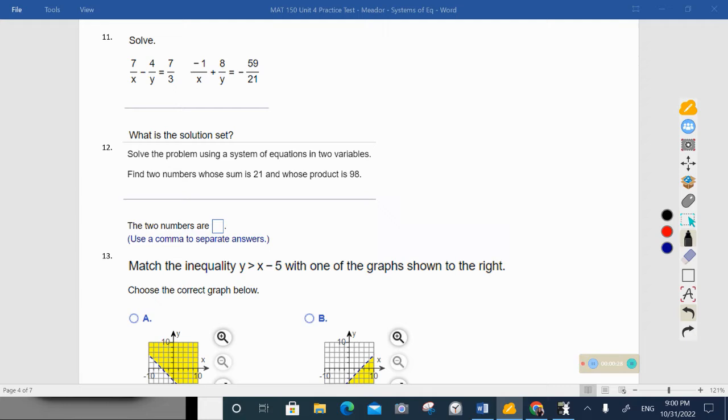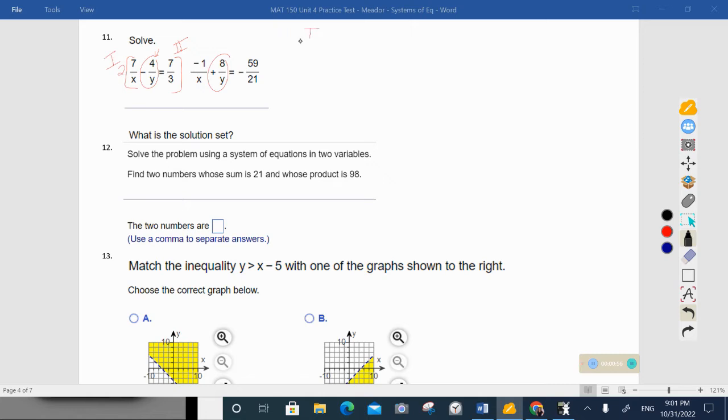So I'm going to call this equation 1 and this equation 2. First thing I notice is this is negative 4 over y. This is positive 8 over y. If one was negative 8 over y and the other was positive 8 over y, the y's would cancel. So I want this 4 to become 8. I'm going to multiply by 2. But I can't just multiply the 4 by 2. I've got to multiply the whole equation by 2.